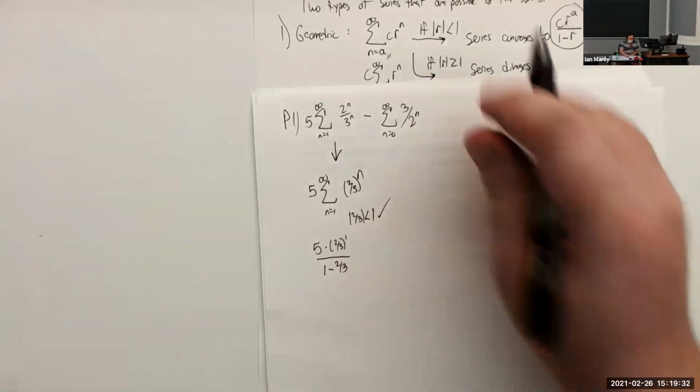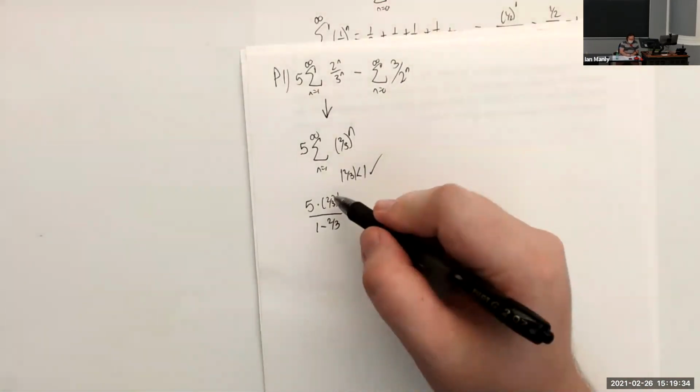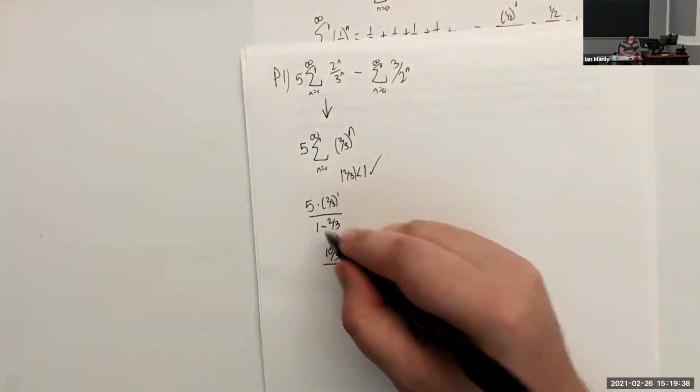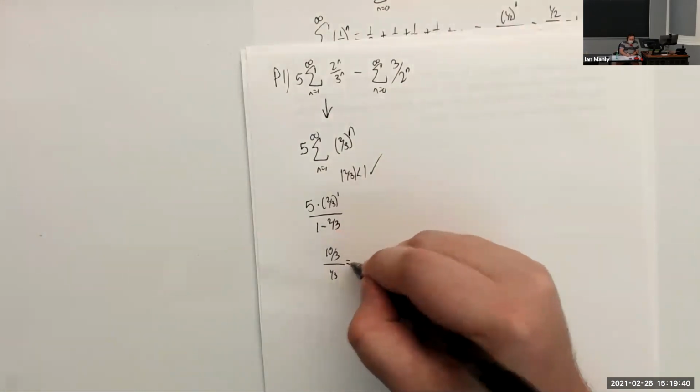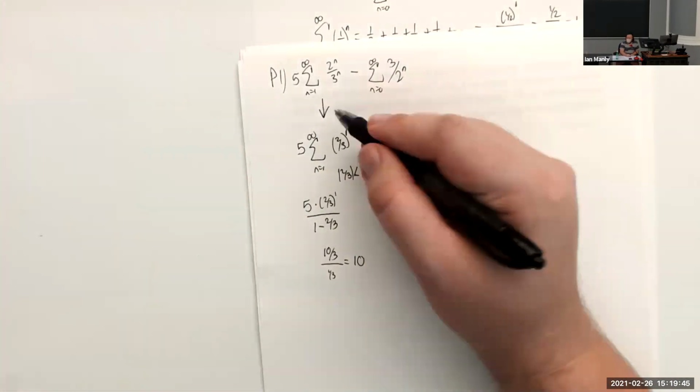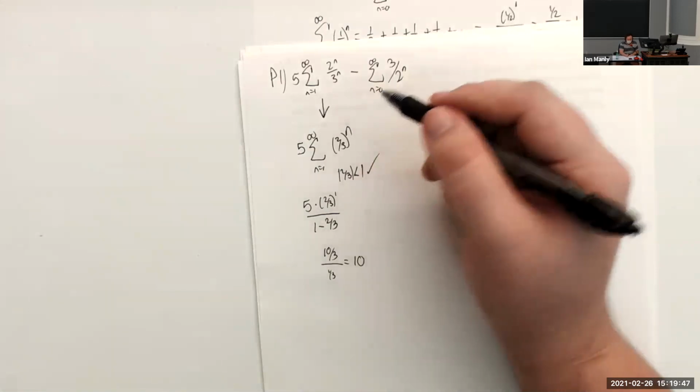All right, so now it's fun with fractions time. So on the top, we have 10/3. On the bottom, we're going to get 1/3. So that means that this will end up being 10. All right, so this part of the series, this is going to sum up to 10 right here.